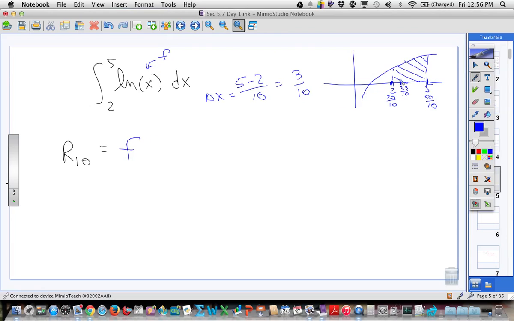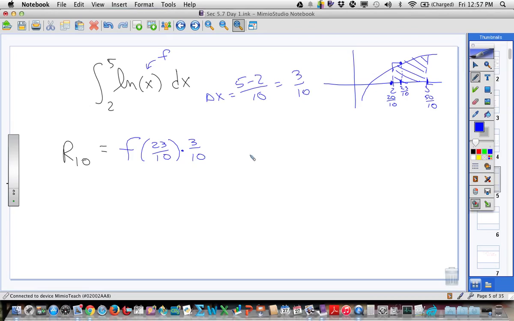So my first right rectangle would go up at 23/10 and then over, and that would be my first rectangle. So the height would be F of 23/10 times the width of 3/10. Correct? That's going to give me my first rectangle area. Now, if it helps to draw the picture of the actual rectangle, then do that. The function value at 23/10 is the right edge. That will give me the height of that rectangle times the width of 3/10.